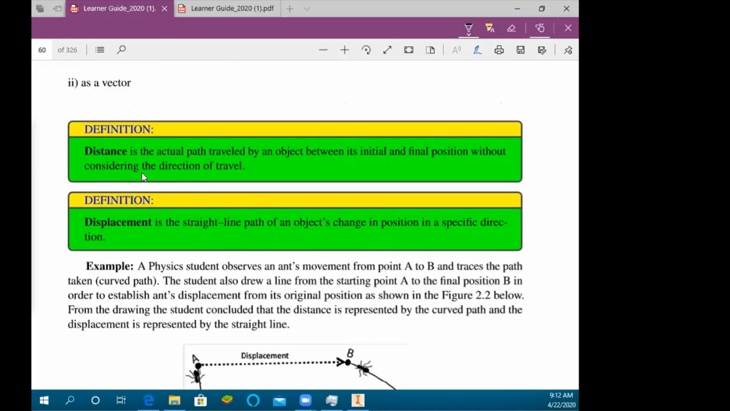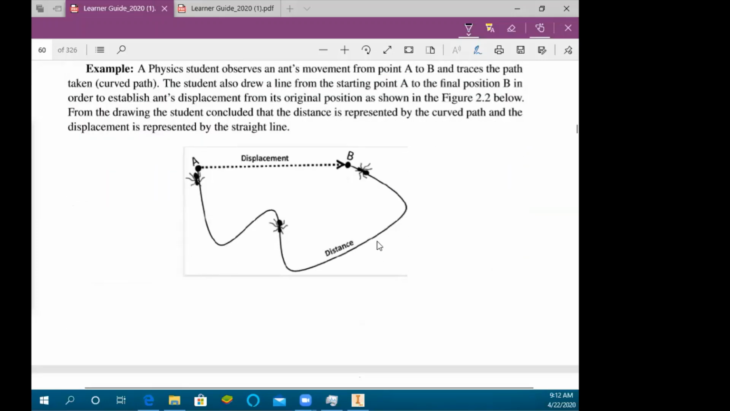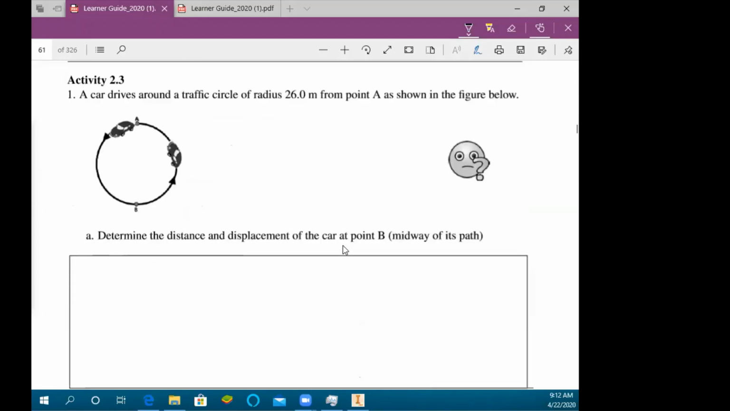Okay, so there's a definition of distance and displacement. Distance is the actual path traveled by an object between its initial and final position. Displacement is the straight line path of an object's changing position in a specific direction, right? Okay, some examples of displacement. This is distance, right? So let's go on to activity 2.3 here. A car drives around a traffic circle of radius 26 meters from point A as shown in the figure below. Determine the distance and displacement of the car at point B, right?